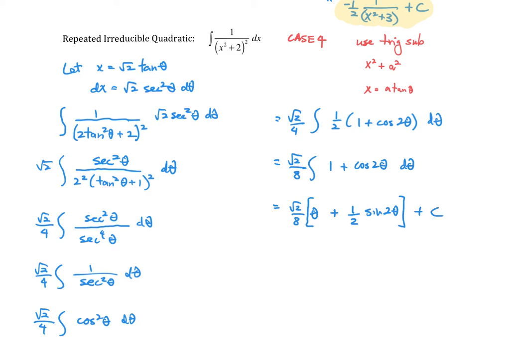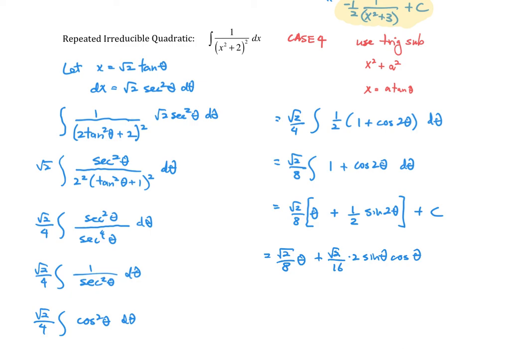Okay, so I still need to change back to x. My original integral was in terms of x. Right now, everything's in terms of theta. So what I'm going to do is distribute this coefficient out in front to both pieces, and I'm going to use the double angle formula for sine 2 theta. So this becomes rad 2 over 8 theta plus rad 2 over 16 times 2 sine theta cosine theta.